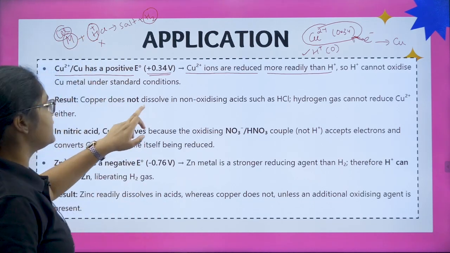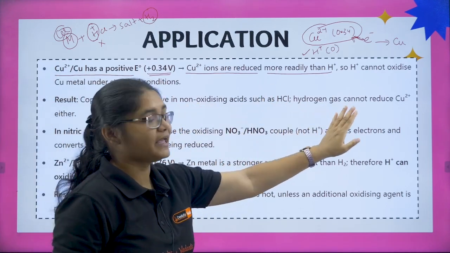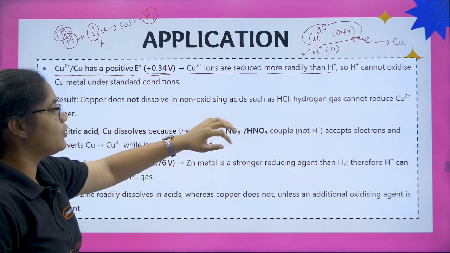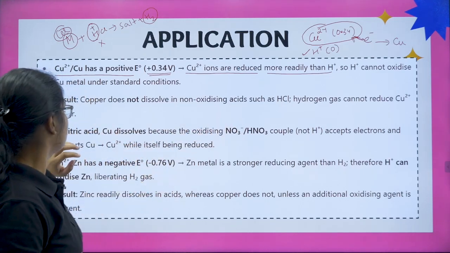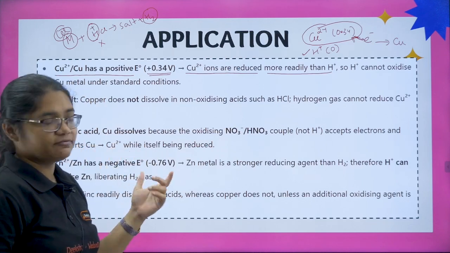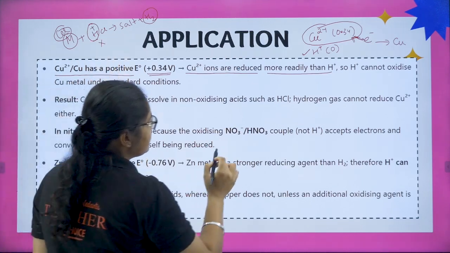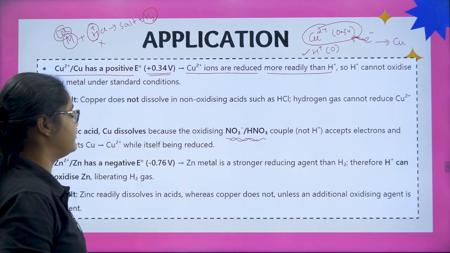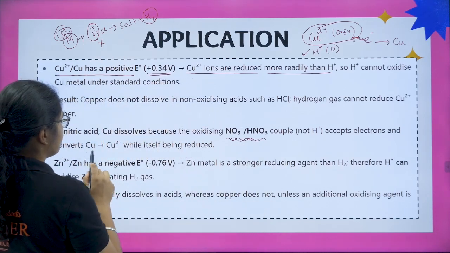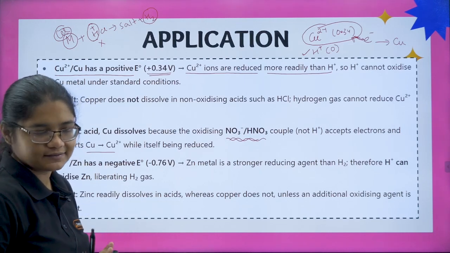Okay, so copper does not dissolve in non-oxidizing acids like HCl, and hydrogen gas cannot be produced, since copper cannot reduce H+ either. But if you take nitric acid instead of HCl, the nitrate ion is a very strong oxidizing agent, and that can convert copper to copper 2+. But in normal HCl you will not get hydrogen gas.